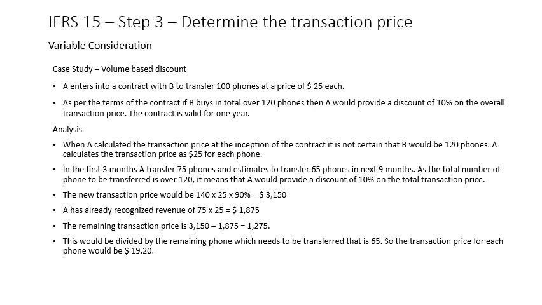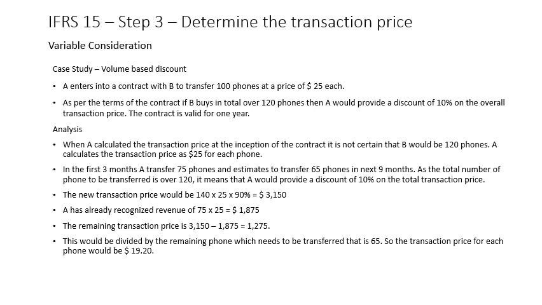In the first 3 months, A transfers 75 phones and estimates to transfer another 65 phones in the next 9 months. As the total number of phones to be transferred is over 120, it means that A would provide a discount of 10% on the total transaction price. The new transaction price for the whole contract would be 140 phones, which is 75 phones transferred in the first 3 months, and 65 phones to be transferred in the next 9 months. So 120 phones into 25 into 90%.